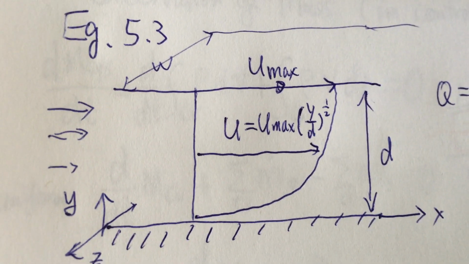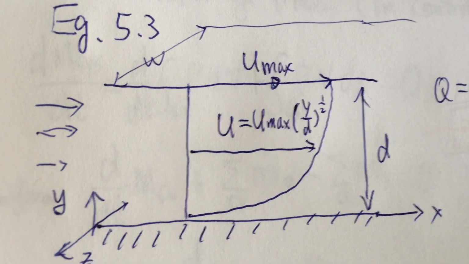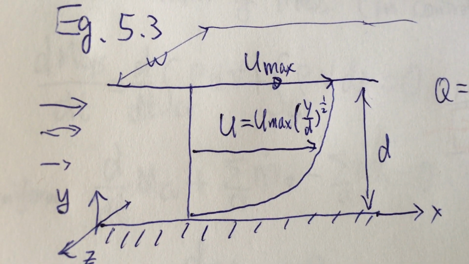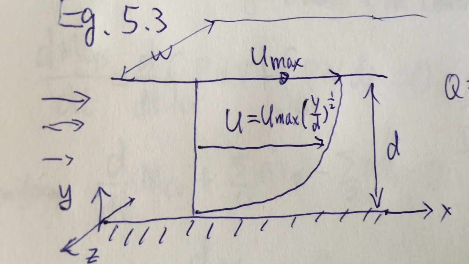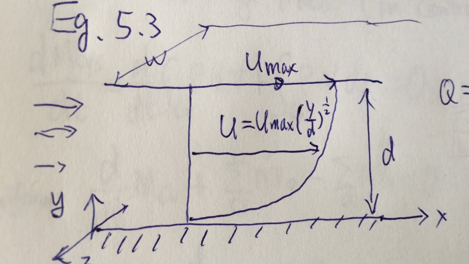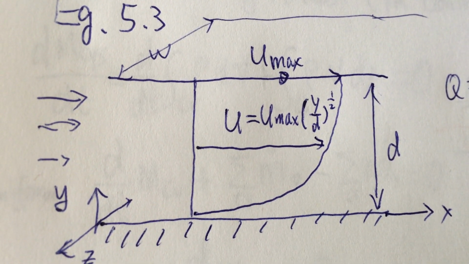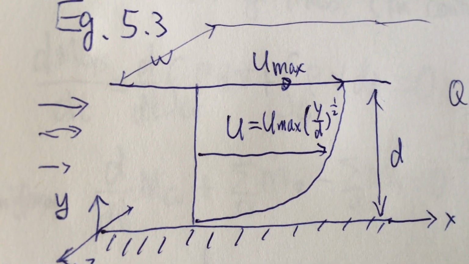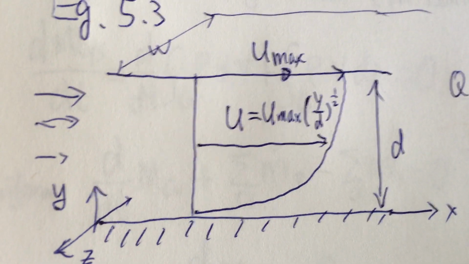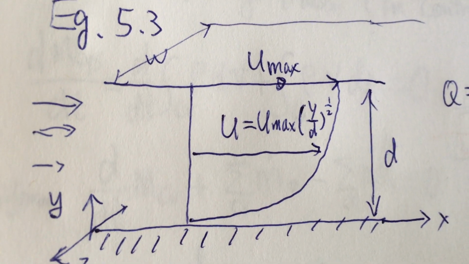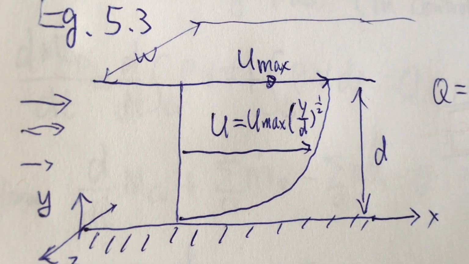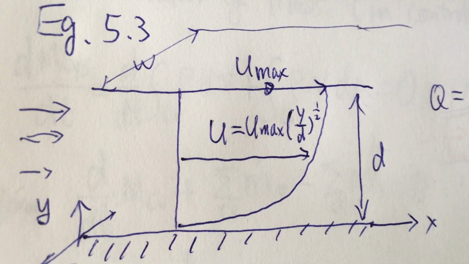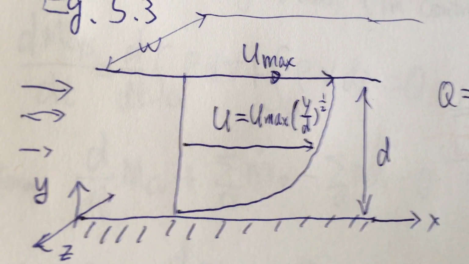So the velocity distribution is a function. The velocity U changes with y. It's U max times the square root of y over d. So that's the function of U, which changes with y. Flow is from left to right. The problem asks you to calculate the flow rate.